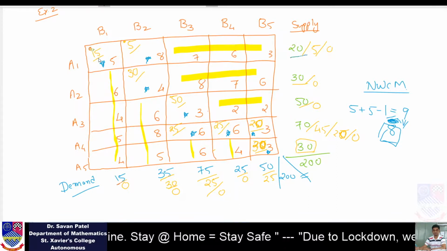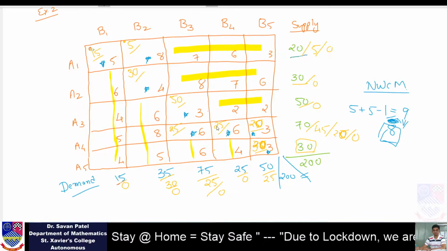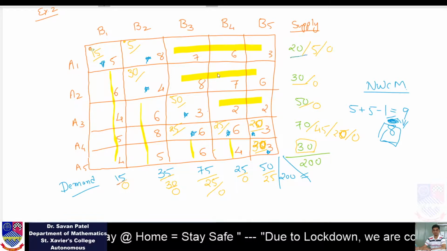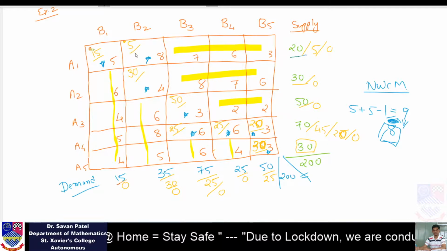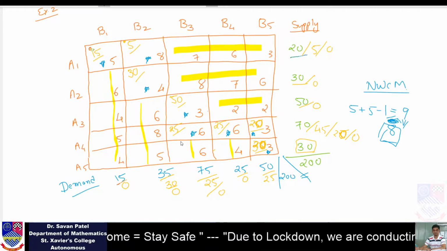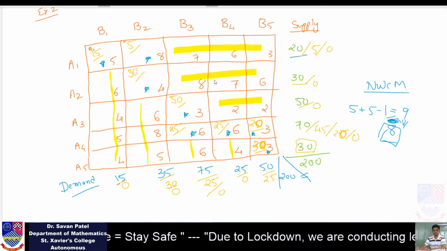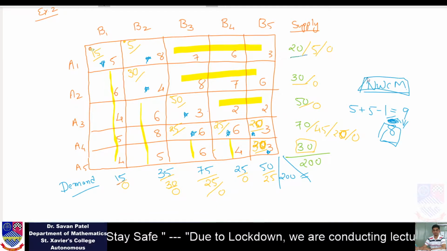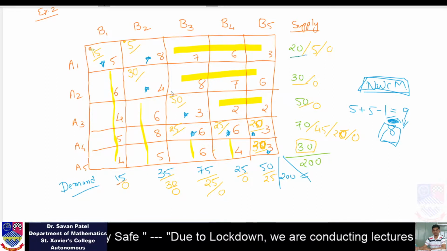Here you can check the sums: 15 plus 5 is 20, 30, here it is 50, here it is 20 plus 20, 25 plus 25 plus 20 is 70, and 30. So the row sums are satisfied, and the column sums are also satisfied. You can check that 15 plus 5 plus 30 is 35, 50 plus 25 is 75, 25 and 20 plus 30 is 50. So via the northwest corner method, we can get the basic feasible solution.